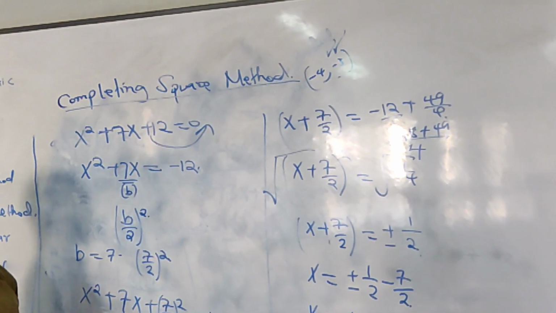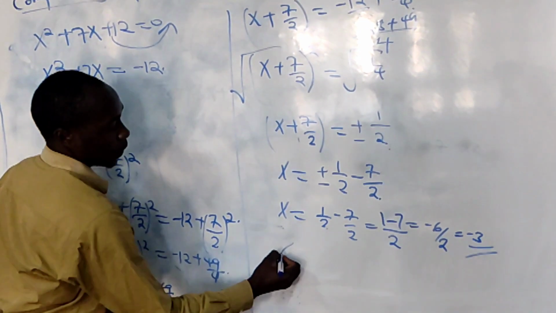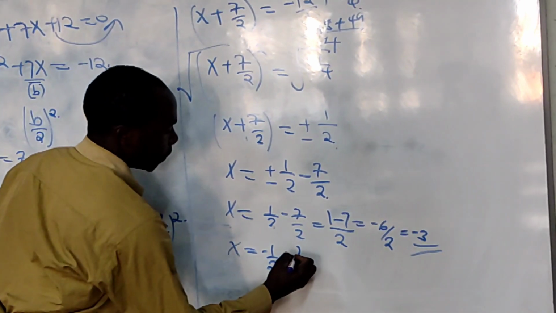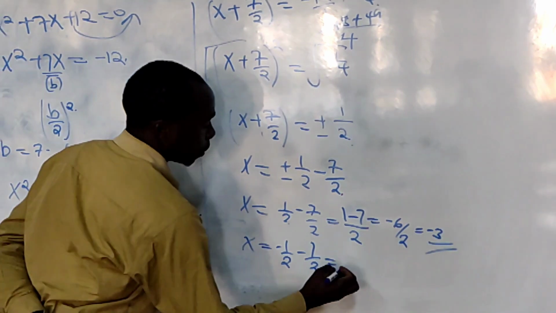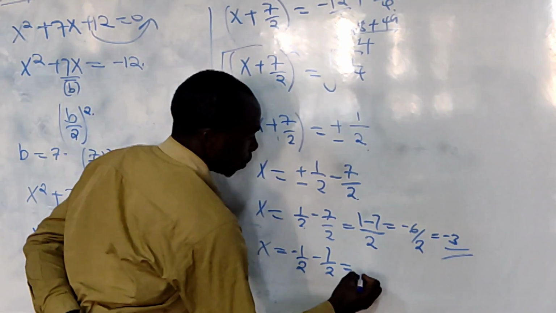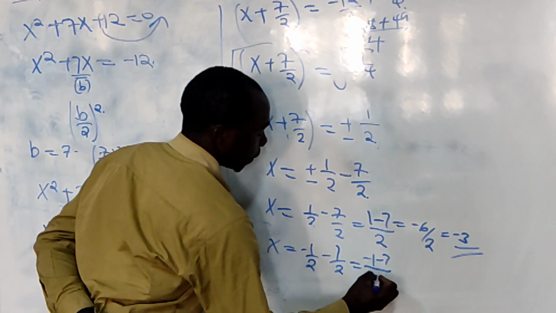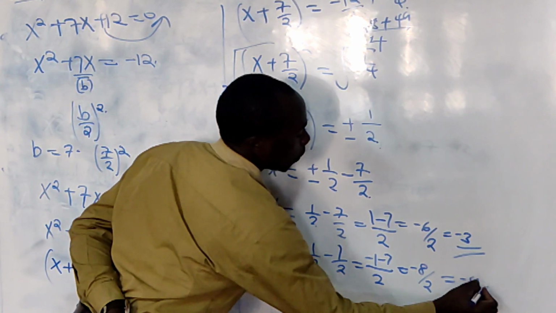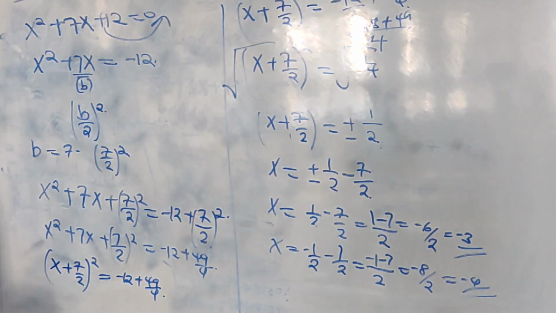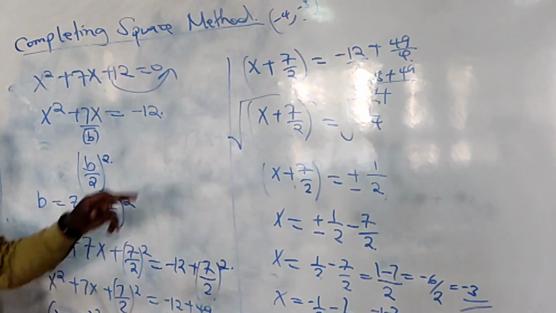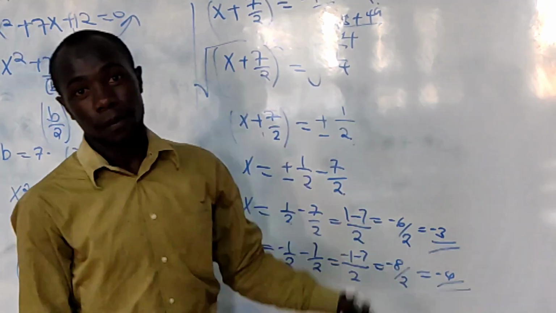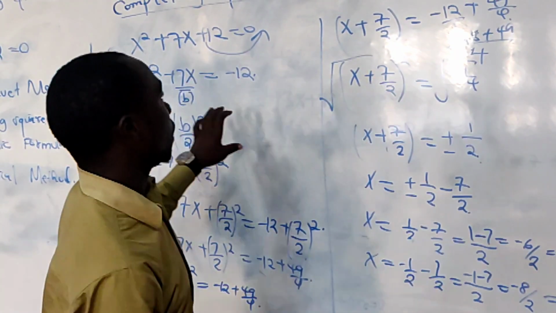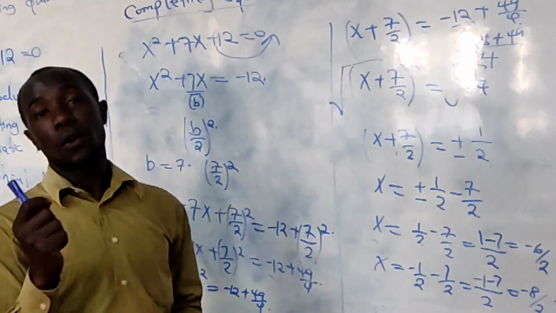And then we continue and take it when it is negative. If it's negative, we're going to have x is equal to minus a half minus 7 over 2, which is going to be negative 1 minus 7 over 2. This will give you minus 8 over 2 and we remain with negative 4. So, using the completing the square method, we've also realized we get negative 4 and negative 3. That's how we use what's known as the completing the square method to solve a quadratic equation.